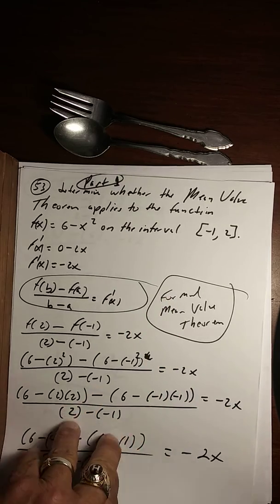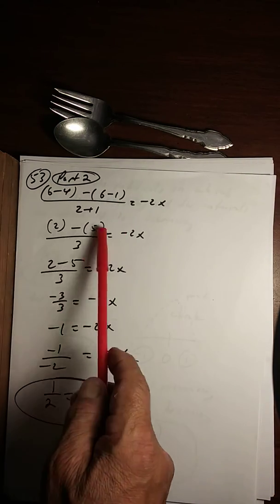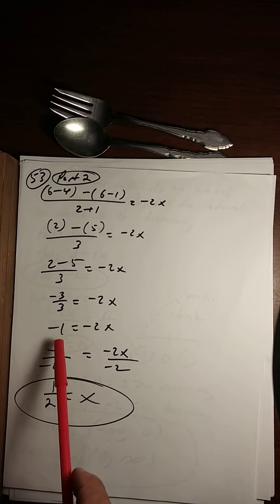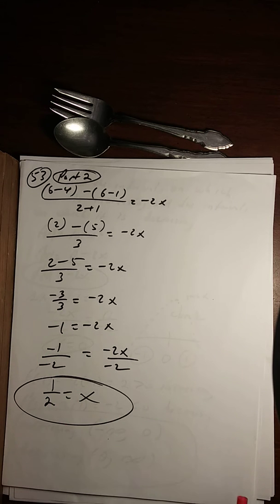Part 1. Let's go to part 2. So that's going to be 6 minus 4, 6 minus 1, over 2 minus negative 1. It's going to be negative 3 over 3, which is negative 1. Divide by negative 2, divide by negative 2, so the answer is going to be a half.